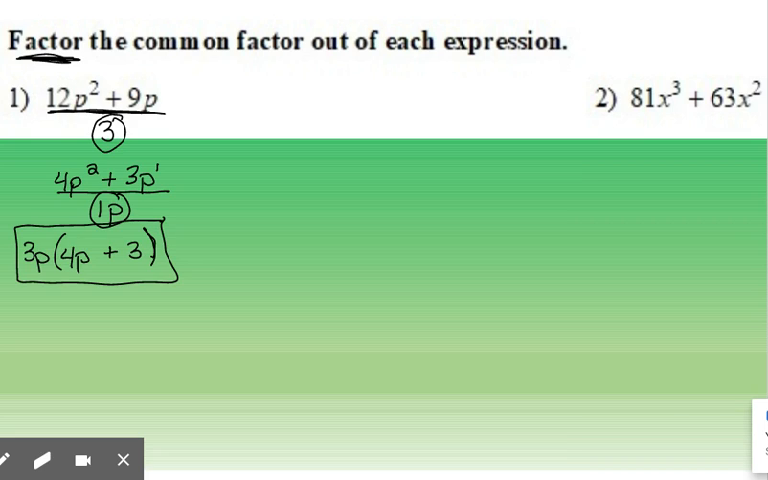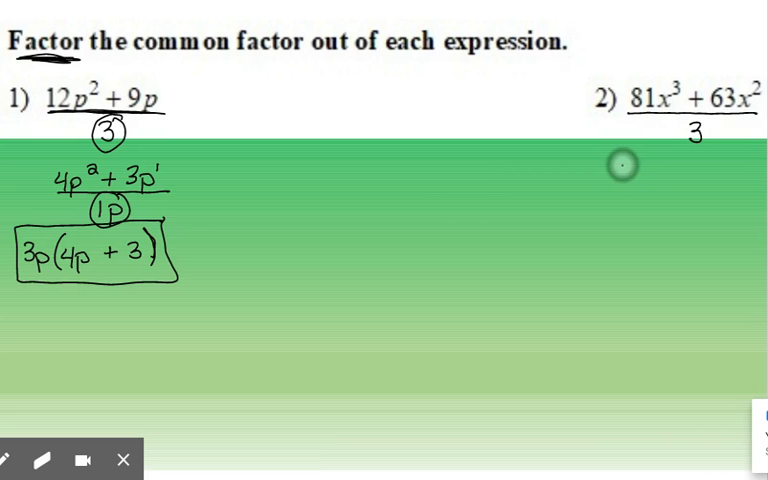Okay, number 2. 81x to the third plus 63x squared. Well, for this one, when I look at it, I see two numbers that are divisible by 3. Now, I'm going to do this a specific way just to show you how it can be done if you don't always pick out the biggest value. So I'm looking at the numbers first, 81 and 63. I know both of those can be divided by 3. So I'm going to go ahead and go with that, 3.